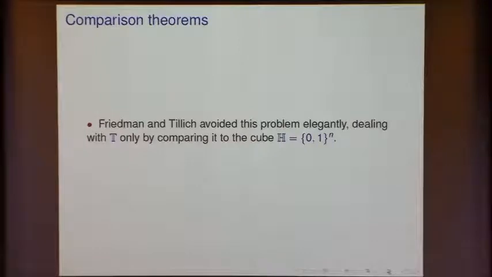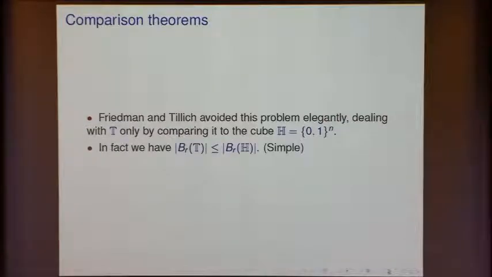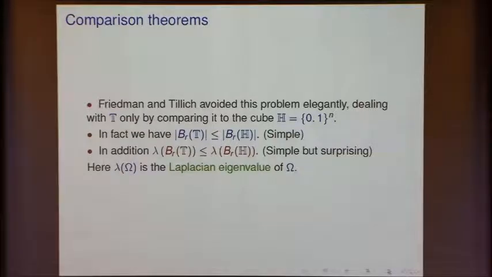Right, so Friedman and Tillich avoid dealing with this problem directly, and they deal with the torus T only by using comparison theorems. Sort of the intuition somehow comes from Riemannian geometry, comparing to the one constant curvature space, if you want, the Boolean cube {0,1}^n. So I'll give you the proof. So we have that the size of the ball of radius r around 0 in the torus is at most this in the hemicube, which is just a projection, right? This is simple. And we also have a more surprising inequality, so I'll explain what it means.